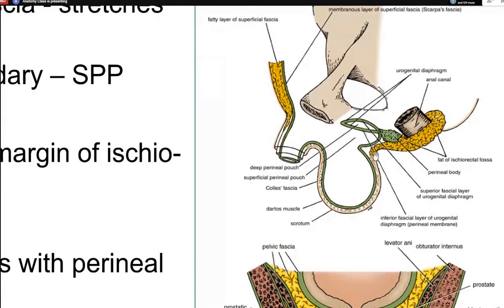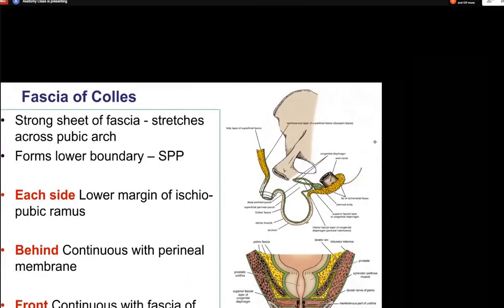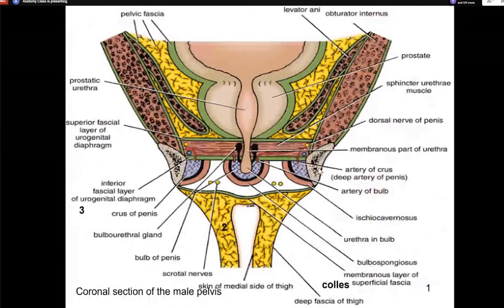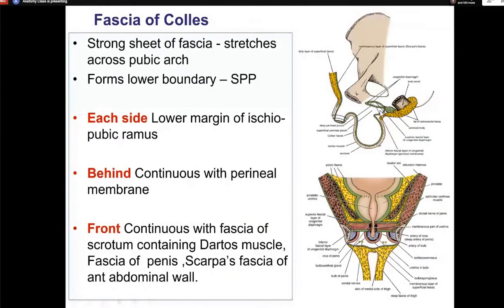Now we have already finished the skin and superficial fascia. Next one is the Colles fascia. When you see the Colles fascia, it will form the lower boundary of the superficial perineal pouch. Now, what are the attachments of the Colles fascia? On each side, it will be attached to the ischiopubic ramus.